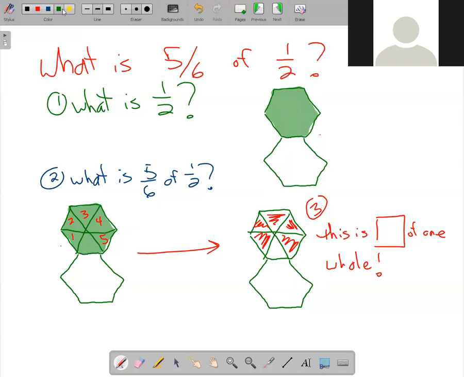If I cut up the rest of this, just like I did above, how many pieces are there in a whole? 12. And how many do I have shaded? 5. So this is 5/6, or 5/12, excuse me, of the whole. So that's my final answer.